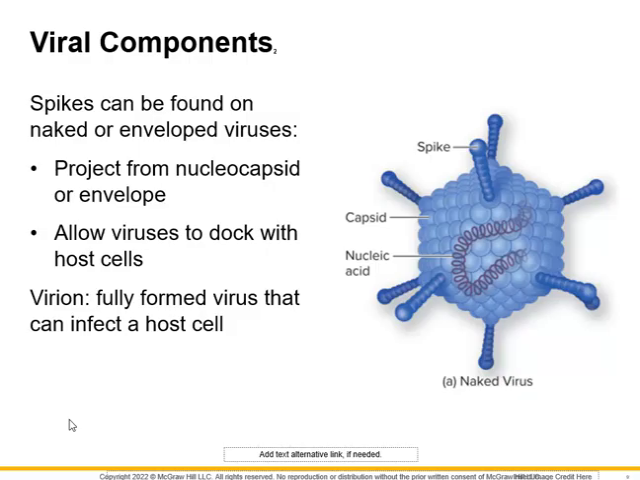So the H is the hemagglutinin spikes, and there are about 18 different variations of these H spikes. And then the N glycoproteins are the neuraminidase, and there are about 11 different variations of those. So there can be a wide variety of different types of spikes, and it can be important in the identification of some of these viruses.